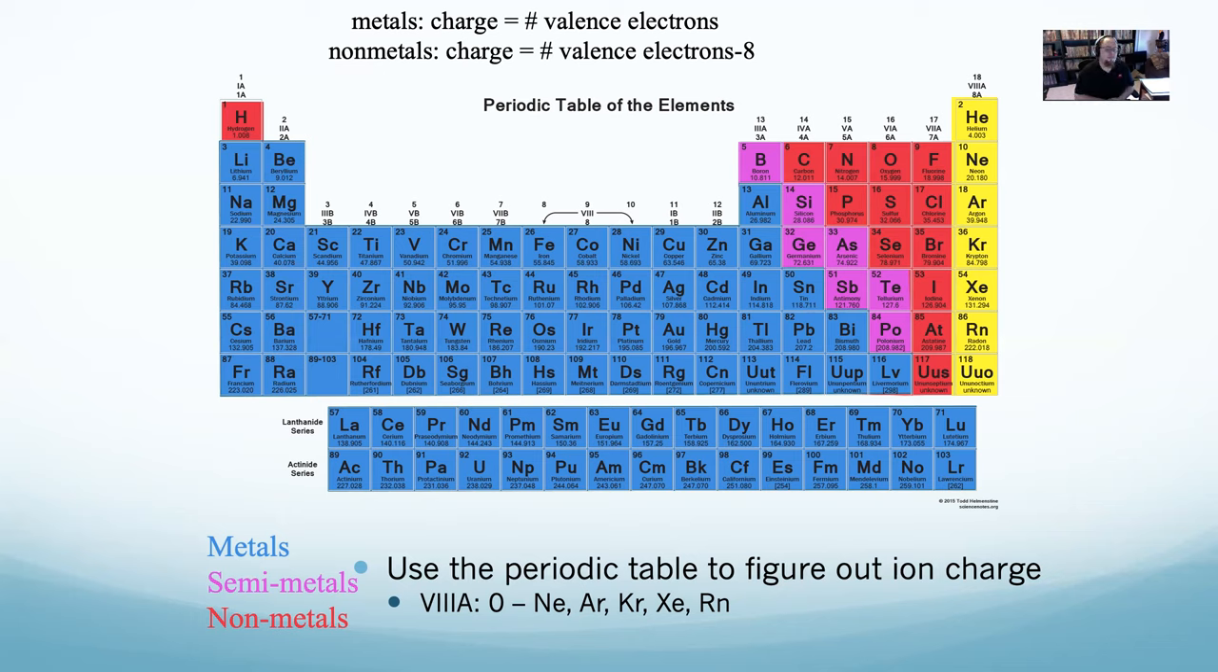Some periodic tables have these numbers written on the top: plus 1, plus 2, plus 3, plus or minus 4, minus 3, minus 2, minus 1, 0. It's not written on the one I give you. I expect you just to be able to figure that out by the number of valence electrons, and number of valence electrons minus 8. But that's the general idea. The middle is weird. It gets complicated, as in the ones I skipped. We're not going to worry about those. Questions?